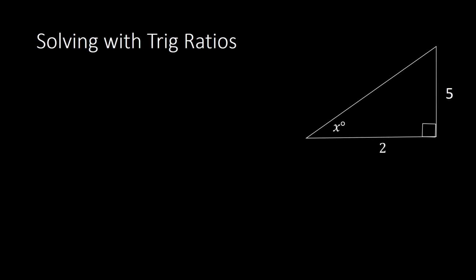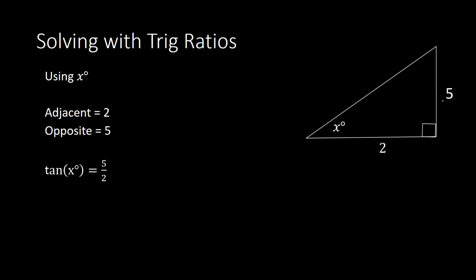Here's another example where you're trying to find x once again, but in this case, 5 would be across from angle x, so 5 would be opposite, and then 2 would be your adjacent side. So the question is, which trig ratio uses opposite and adjacent? And that's going to be your tangent ratio. Tangent uses opposite over adjacent. So I can say the tangent of angle x equals opposite over adjacent, which is 5/2.